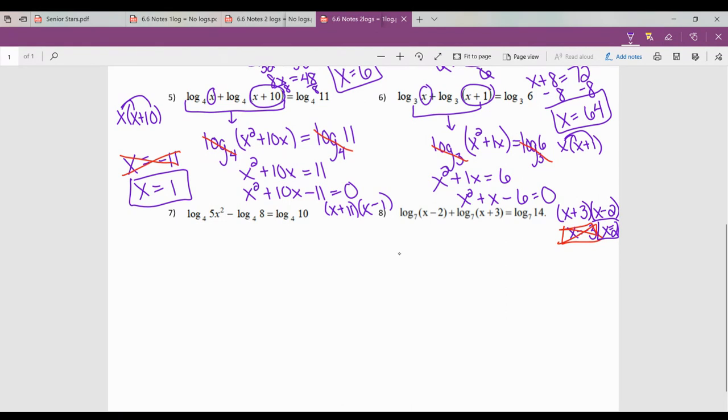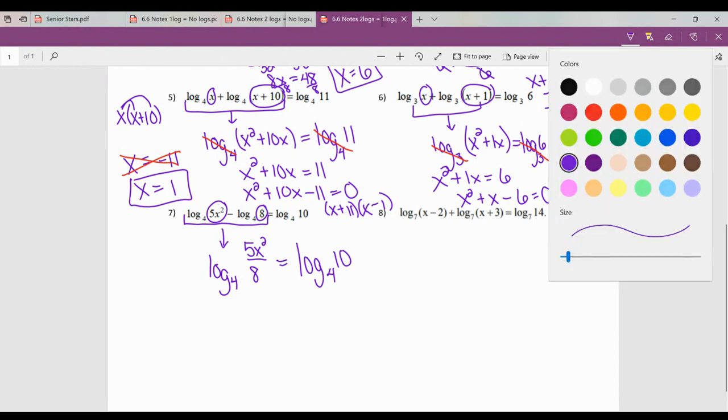Okay, on to the next one. We've got 2 logs, so we want to condense them into 1 log. I don't like how that cut off some of the log. So I want to condense these 2 logs into 1 log. So it's going to be log base 4. And then I take 5x squared and 8. And because it's subtraction, I'm going to divide. Equals log base 4 of 10.